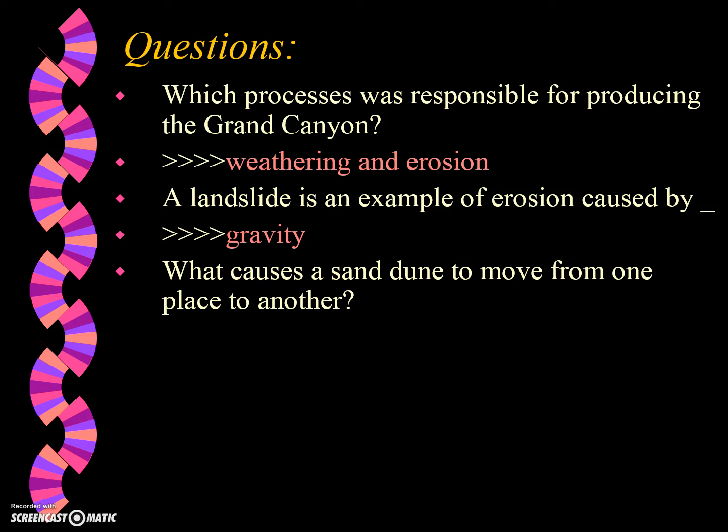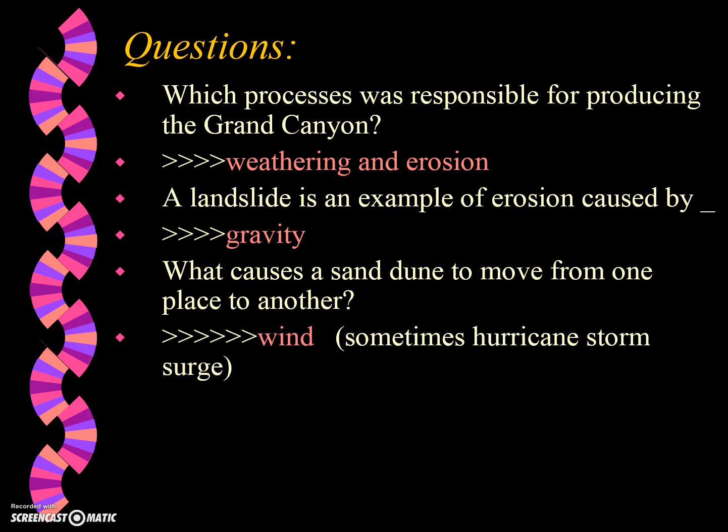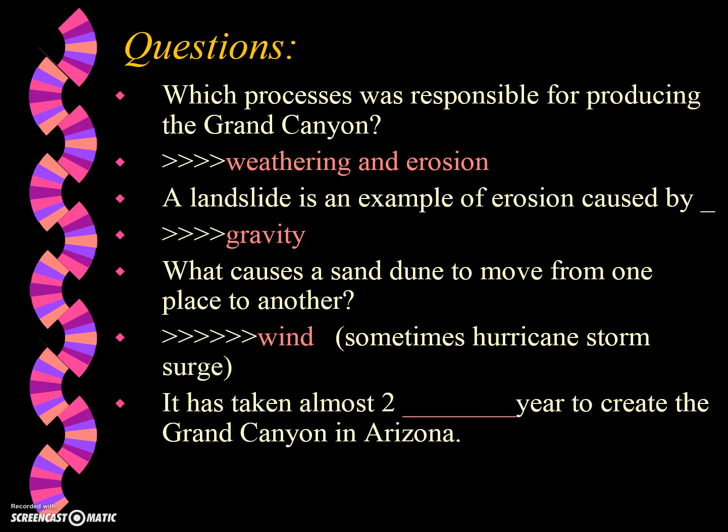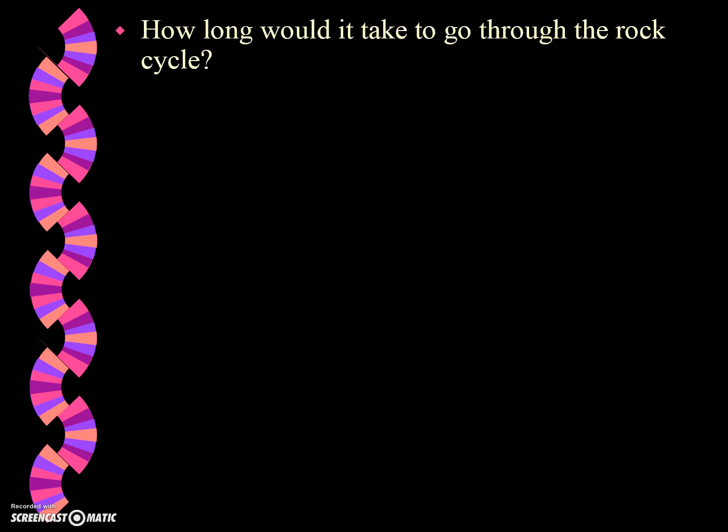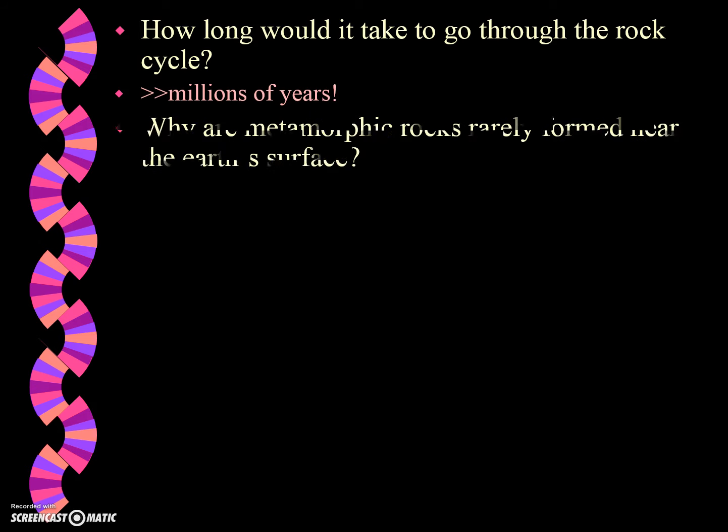What causes a sand dune to move from one place to another? That would be wind. It has taken almost 2 billion years to create the Grand Canyon in Arizona, a fun fact for you. How long would it take to go through the rock cycle? We know that rocks are non-renewable, so it's going to take them millions of years.